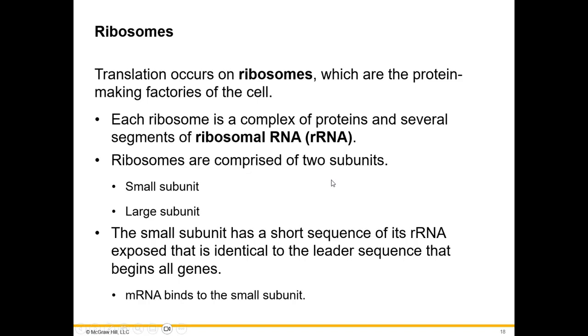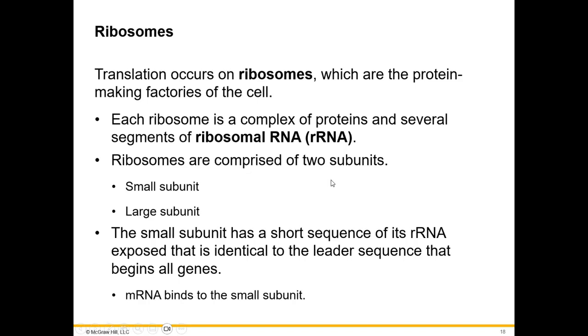We know that translation is occurring on ribosomes because we've talked so many times about ribosomes being the protein-making factories of the cell. We know we're making proteins in the ribosomes. As you guys might remember, we've got a bunch of ribosomes on the rough ER. We've got a bunch that are floating freely in the cell. Each one of those ribosomes is going to be a complex of proteins and also several segments of ribosomal RNA, which is basically telling us where the mRNA is going to line up.